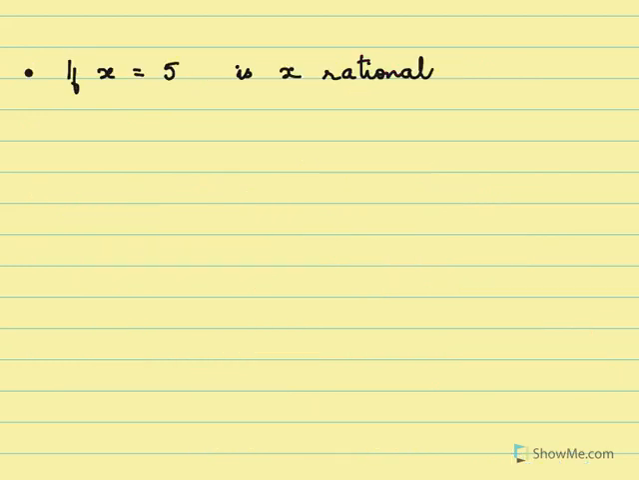If x square is equal to 5, is x rational or irrational? So if x square equal to 5, your x will be under root of 5. So what can you say? If x is under root of 5, and we know under root of 5 is irrational, this is irrational. So we can say now that x also is irrational.